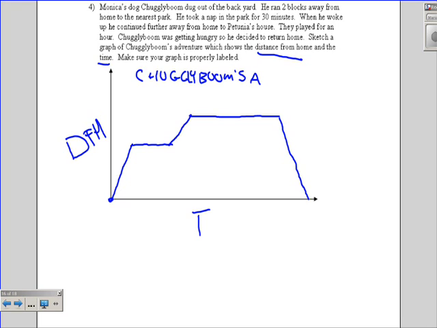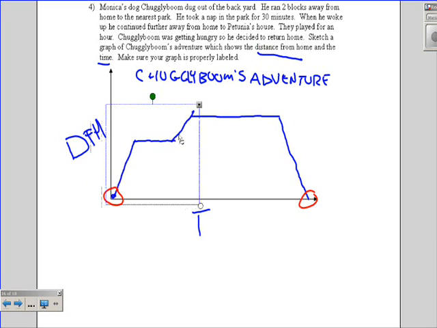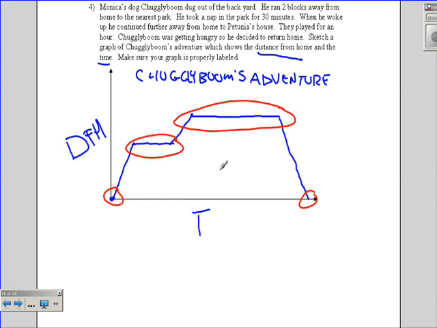And I'm looking for, once again, is my graph properly labeled? Do I have all the main parts of the story included in my graph? So do I have that I started at home, that he ended at home, that he was at the park playing here, and that he was at Petunia's house playing there. Petunia's house is further away, so that distance increases.